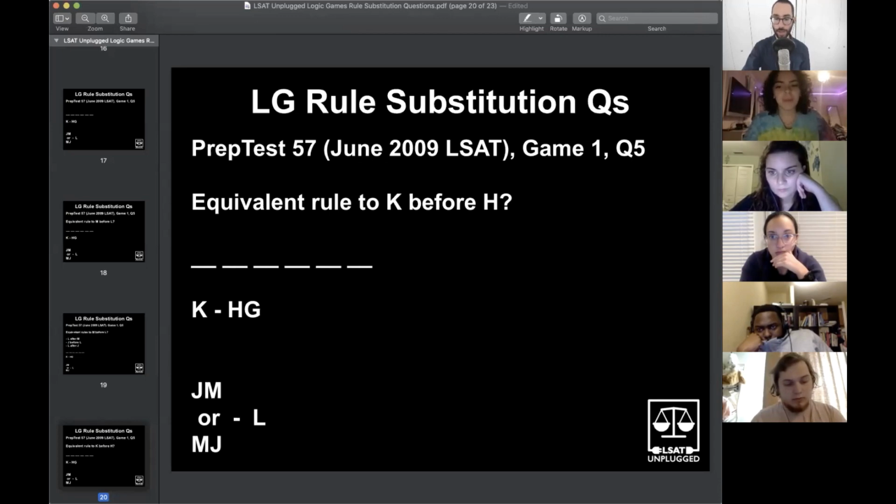And yes, Andrea, if the substitution violates the original diagram, meaning it's not equivalent in meaning, if it prevents something from happening that could have happened before, then it's no good and you want to knock it out.